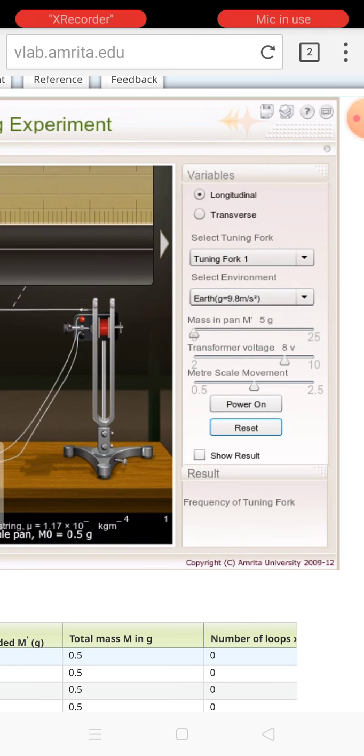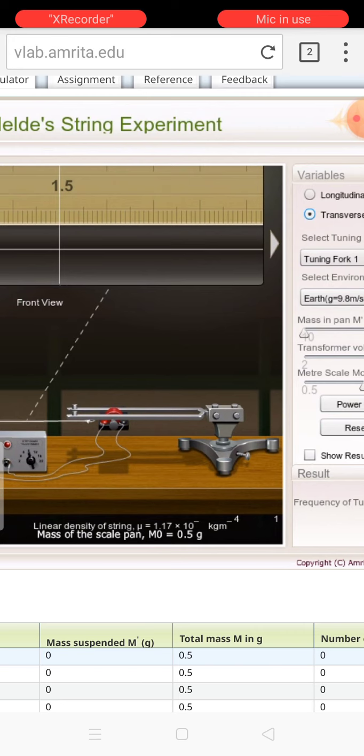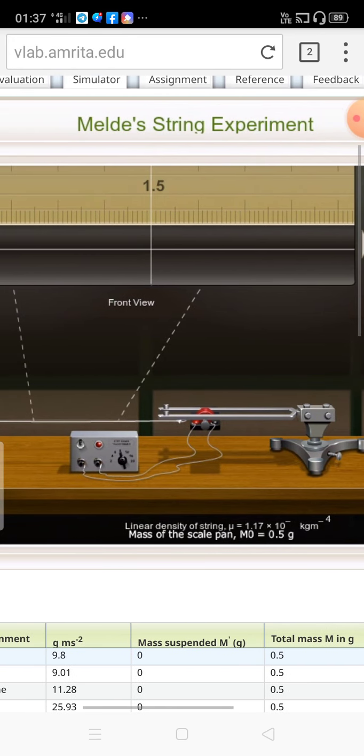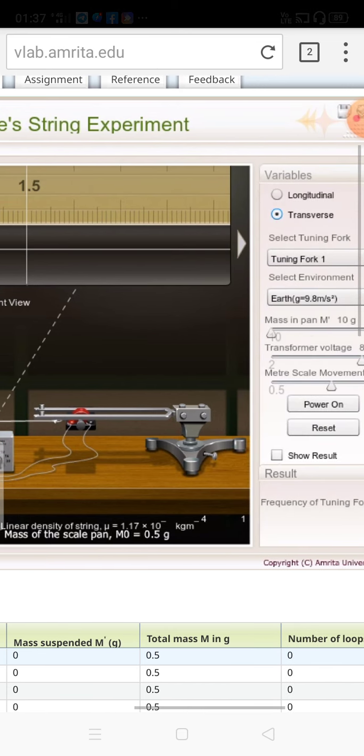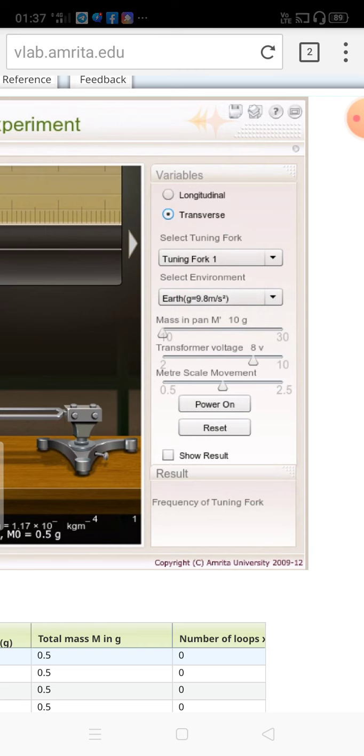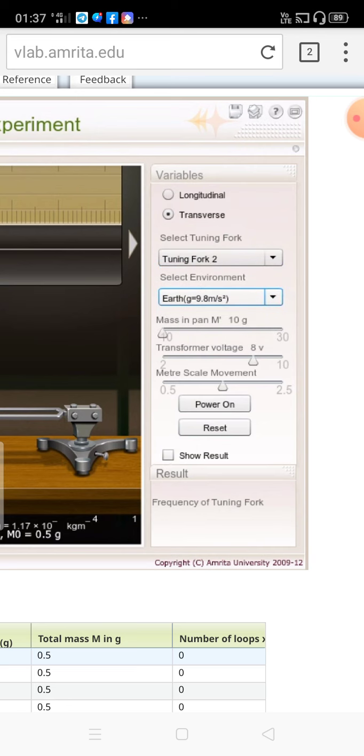Now I am doing one thing, and again the transformer voltage is always 8 volt. If I go to the transverse mode, now you see that it is parallel to the table and our other battery connection is the same. This is the negative part, this is the positive part. Transformer voltage is again the same, 8 volt. As the last value I have chosen mass 10 gram, earth's gravitational acceleration is 9.8 meter per second square, and I have chosen tuning fork 1. For your work I am just showing one thing. Say I am choosing tuning fork 2 for transverse mode.